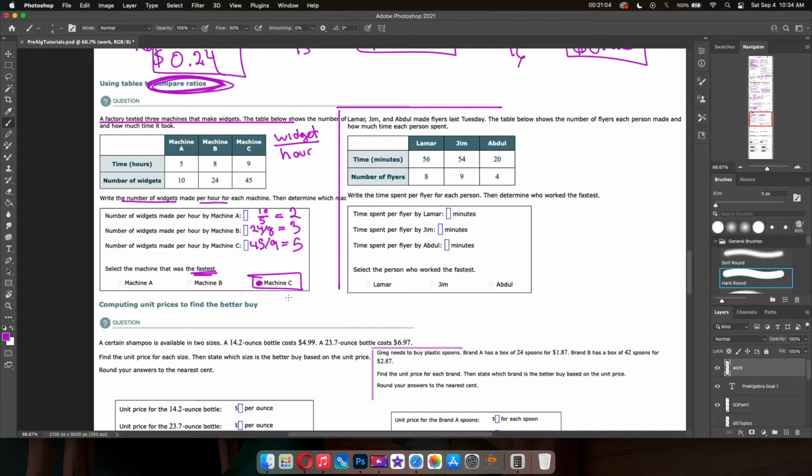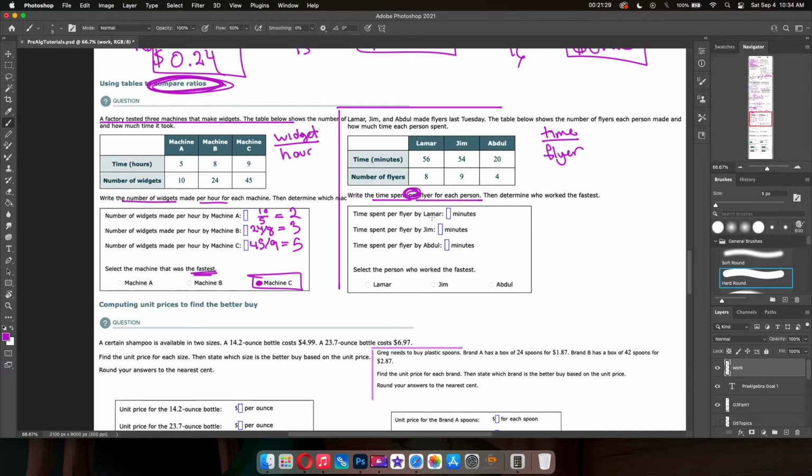Second problem is a new verse, same as the first. So we're making flyers last Tuesday. The table shows the number of flyers each person made and how much time each person spent. Okay. What is the time spent per flyer for each person? So time goes on top and then flyer goes on the bottom.